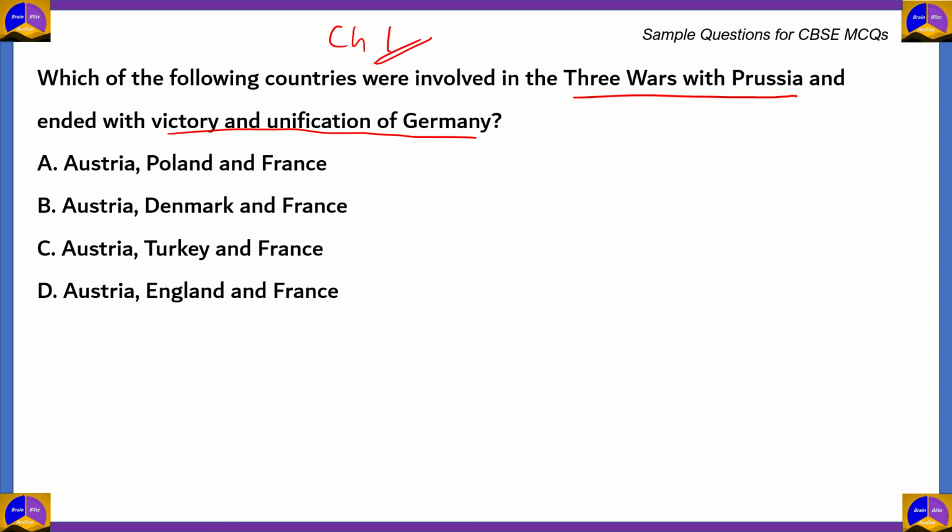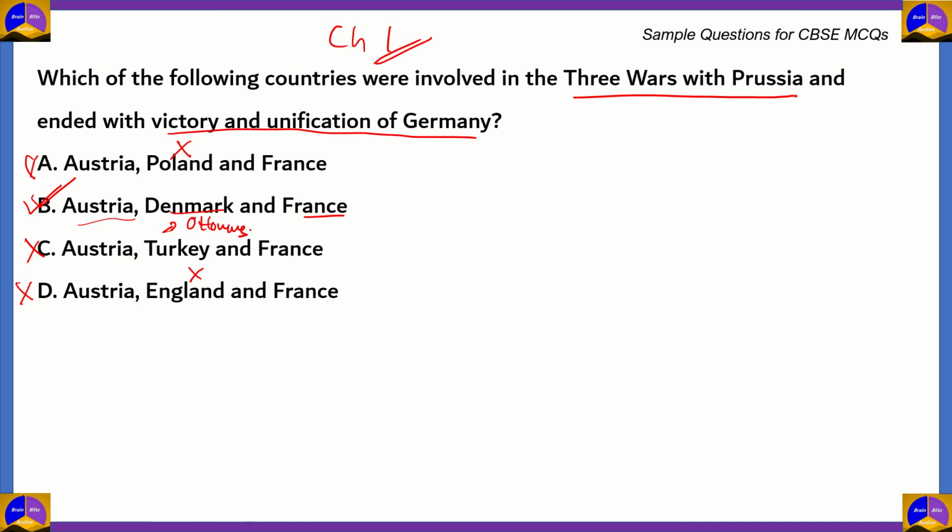So Poland then did not exist. It was part of the Habsburg Empire, so option A is incorrect. Turkey then was under the Ottomans, and there was no record of Prussians fighting with the Ottomans then, so option C was incorrect. England by then was not present. It was the Kingdom of Great Britain, and again Prussia did not engage with England in that time period, so option D was incorrect. The correct option was option B, Austria, Denmark, and France.